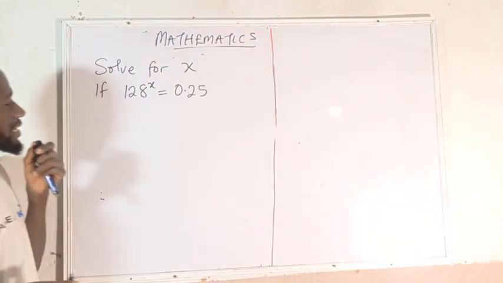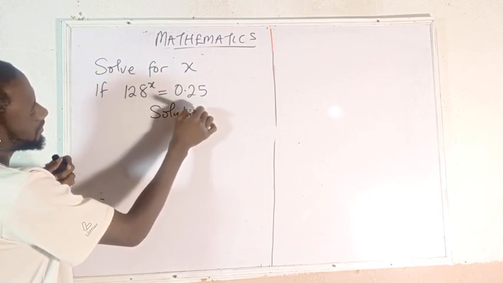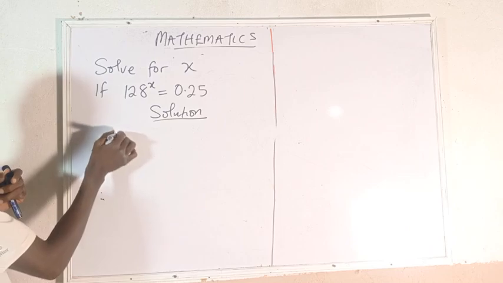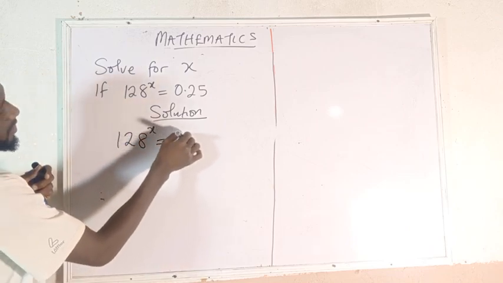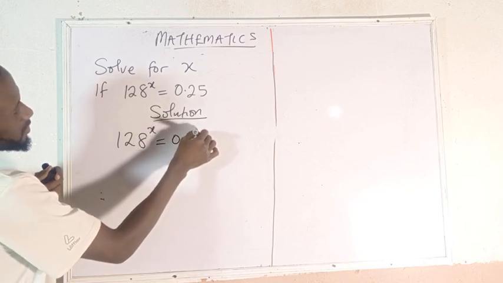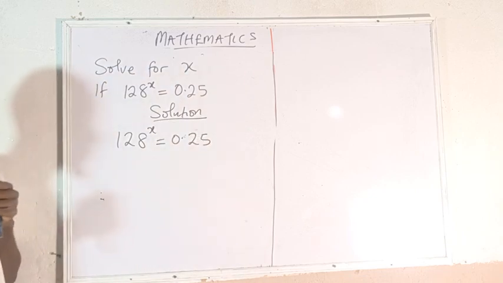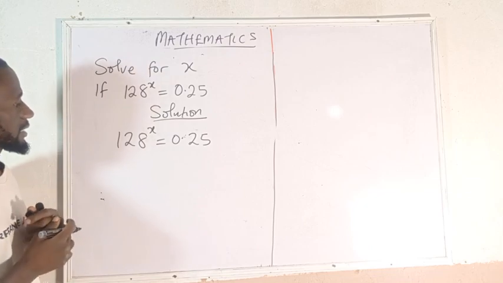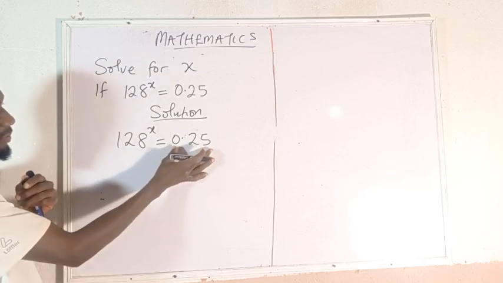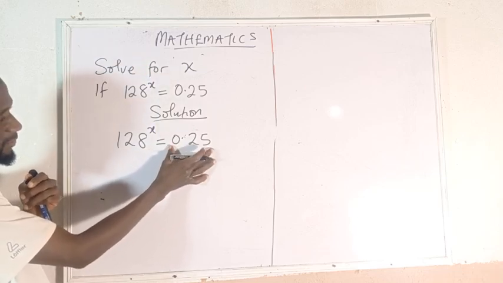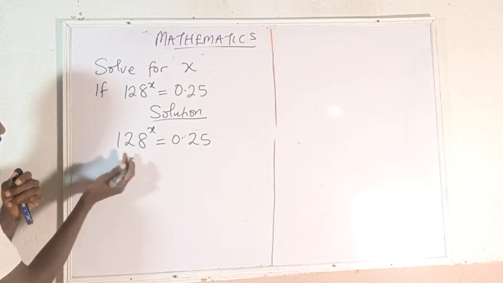Okay, in this case we can write the solution. That is, if you have 128 raised to x is equal to 0.25. Then now we are going to simplify the index. We are going to change the decimal point into fraction form. Here we can change also into index form.